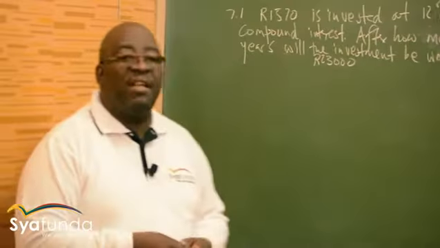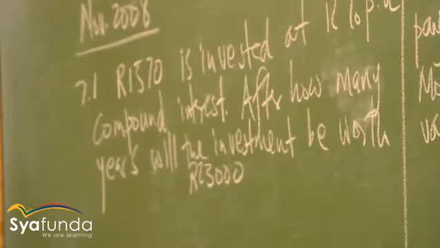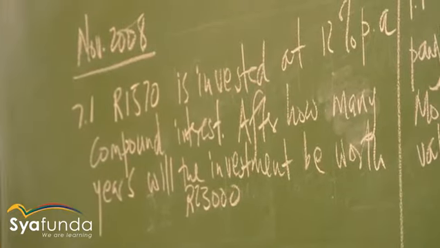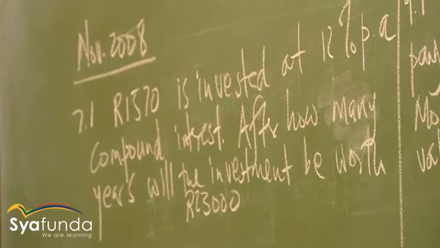Right. Let us look at the few examples that we have here. I've just picked any 3 for the purposes of these exercises. Look at the first one. 1,570 is invested at 12% per annum compound interest. After how many years will the investment be worth 23,000?